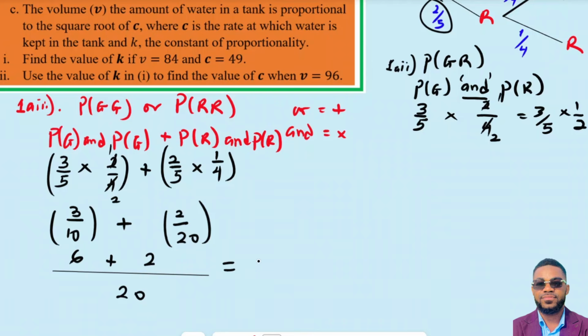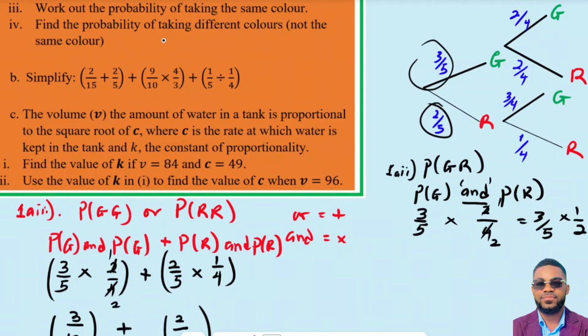So you're going to get 6 plus 2, which is 8 on 20, which we can simplify. 4 goes into 8 2 times. It goes into 20, 5 times. So the final answer is going to be 2 out of 5. So that's the probability of getting the same color.